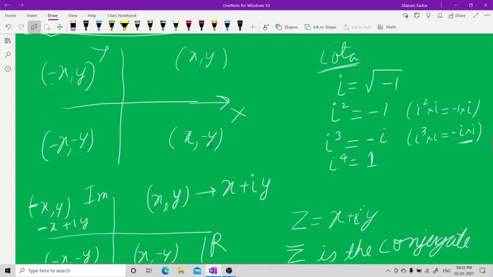Now let us go to class 10th. This is your xy plane, that is called the coordinate plane. This is x, y and this is minus x, y, minus x, minus y and x, minus y. In class 10th you have seen this. I'm introducing a new concept for you, that is iota. Iota is equal to under root of minus 1. I square is equal to minus 1.